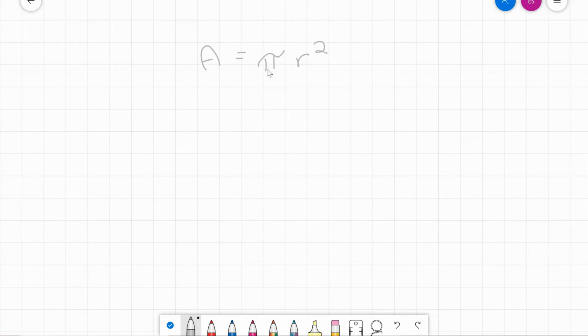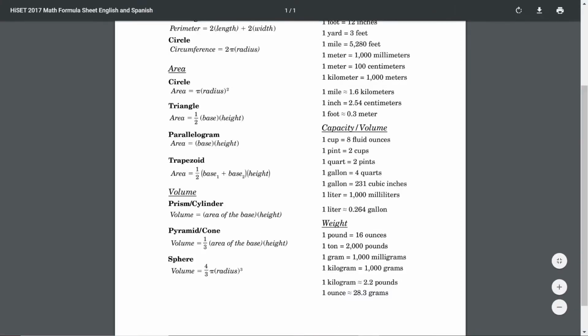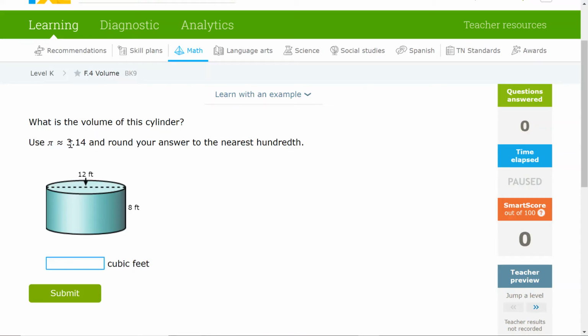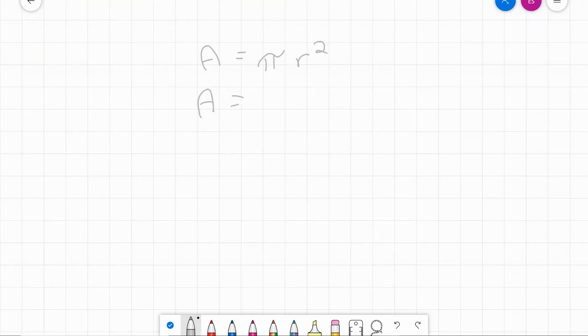So now we need to substitute known values for these unknown values in order to solve for area. Area equals, it told us to use 3.14 for pi, so we'll put in 3.14 instead of pi, and then we need the radius. Right here it shows us this dotted line that stretches all the way across the base is 12 feet. That's the diameter, so we actually need half of that to find the radius. Half of 12 is 6. So I'm going to do 3.14 times 6 squared.